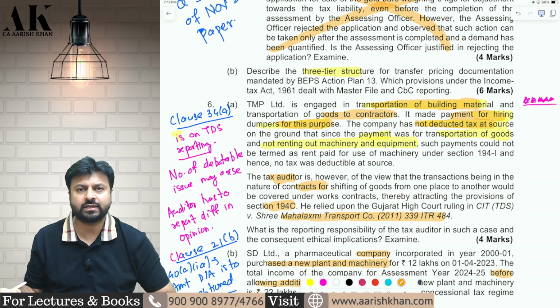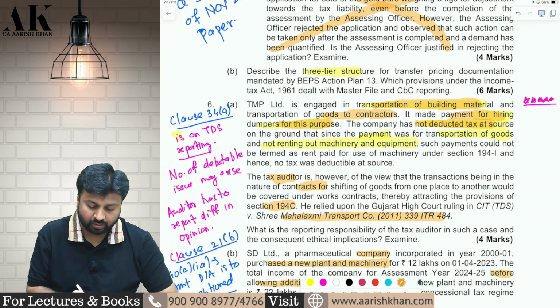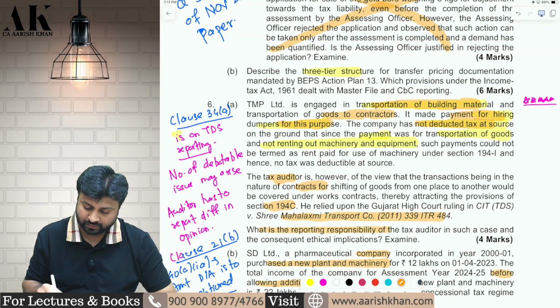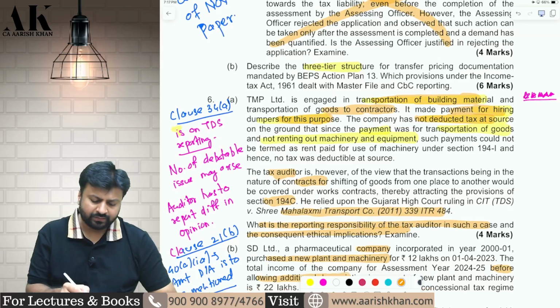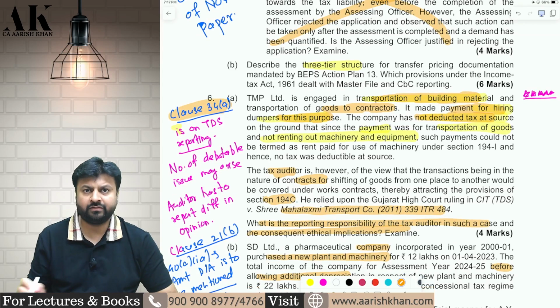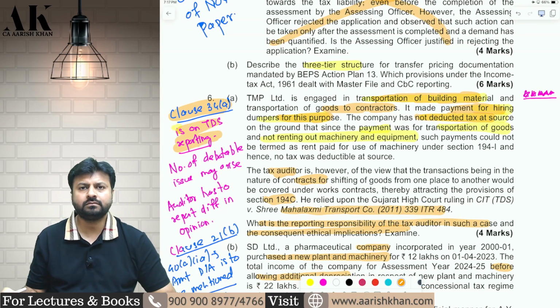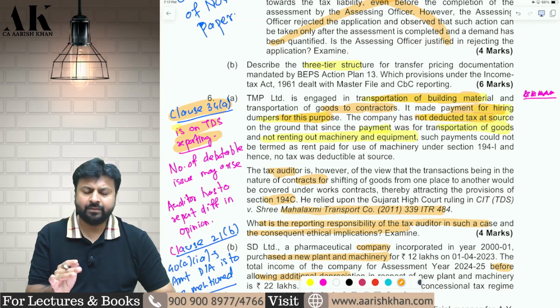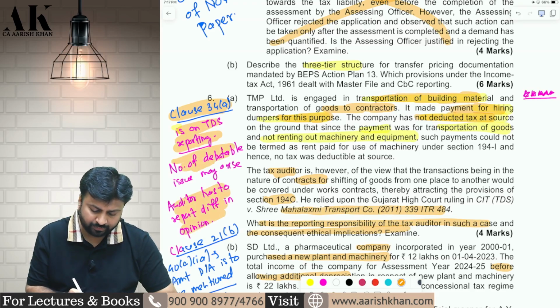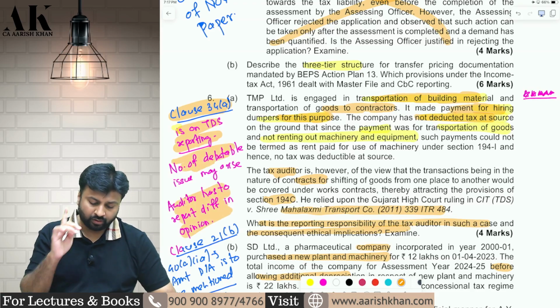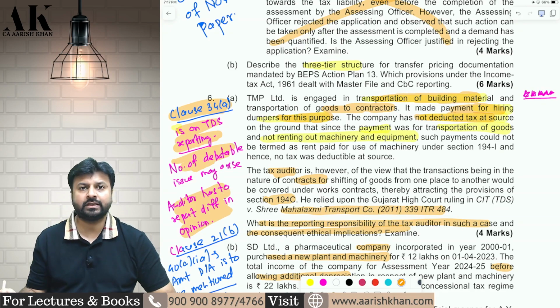What has to be done in this case now? In this case, what is the responsibility of the auditor? That is what is asked over here. The first responsibility is to report under clause 34A. What is clause 34A? You need to report over here whether the TDS is required or not. Okay. If there is a debatable issue, then you need to write your opinion. You need to report that in the report. That the auditor has a different opinion in this particular case.